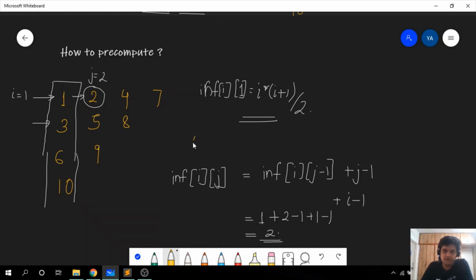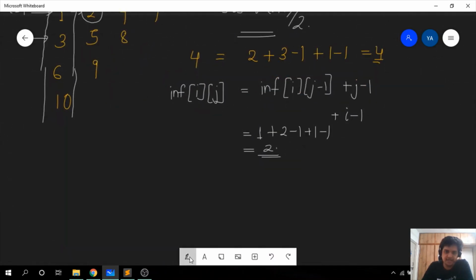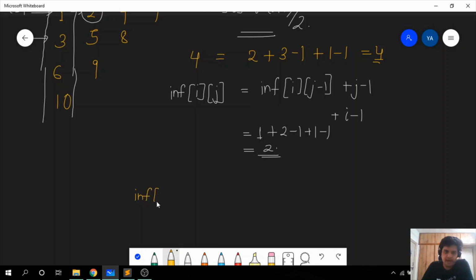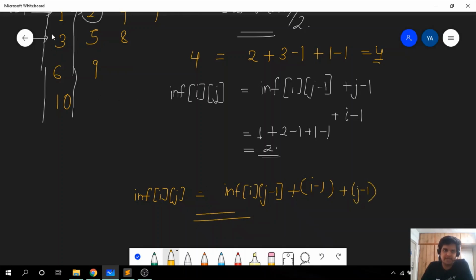Let us check out 4. Is it equal to what? j is equal to 3 now. So 2 plus 3 minus 1 plus 1 minus 1. So yes, the answer will be 4. So we have our final recurrence relation: inf of I comma j is equal to inf of I comma j minus 1 plus I minus 1 plus j minus 1. This is our recurrence relation for calculation of each row of this matrix, and we can calculate this for each row. So like this we have pre-computed the whole matrix.